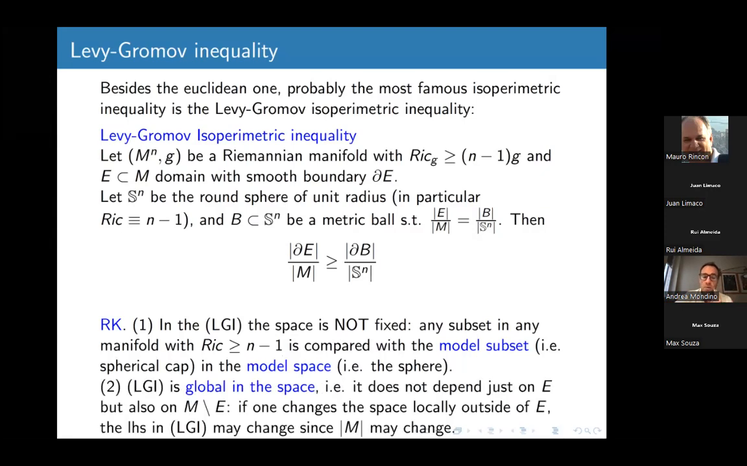And the second comment is that the Lévy-Gromov inequality is global in the space. In which sense? In the sense that it does not depend just on E, but also on the complement of E inside M. Because if we change the manifold outside of E, then we may change the volume of M, and notice that the volume of M is appearing as the denominator in the left-hand side. And we are going to see in a moment this feature of the globality of the isoperimetric inequality on the whole space.